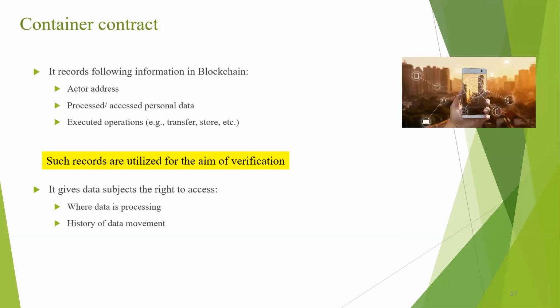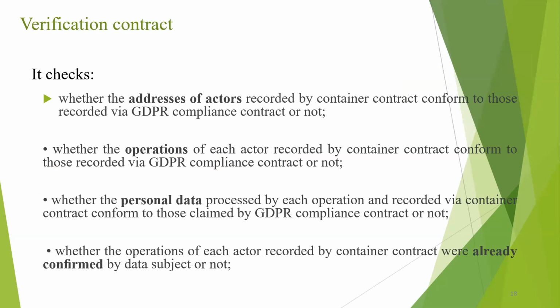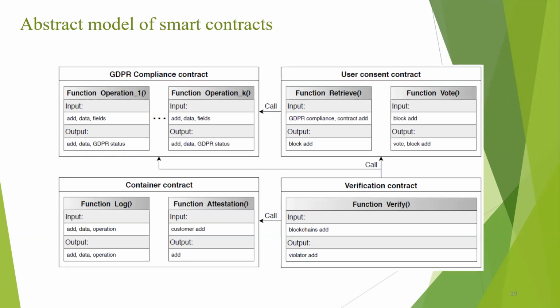In the container contract, we have a container on the cloud side that monitors the activity of the cloud and runs a smart contract, called the container, and logs the information or events involving the operations of the provider on personal data in the blockchain. Finally, we have the verification contract that checks the identity of the provider and checks whether the providers perform operations that already got consent from the user, and also process personal data that was already accepted by the users. These types of verification are done through a smart contract. This slide shows the interactions or data flow between the smart contracts. The verification contract should call the user consent contract, GDPR compliance contract, and container contract to verify GDPR violations.